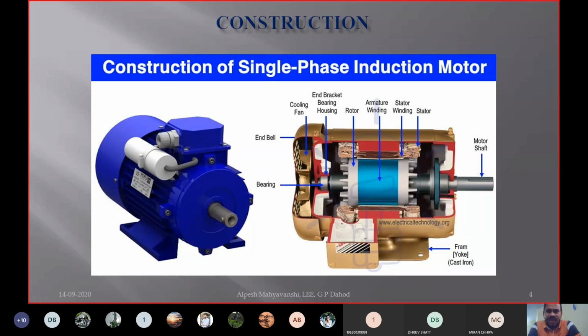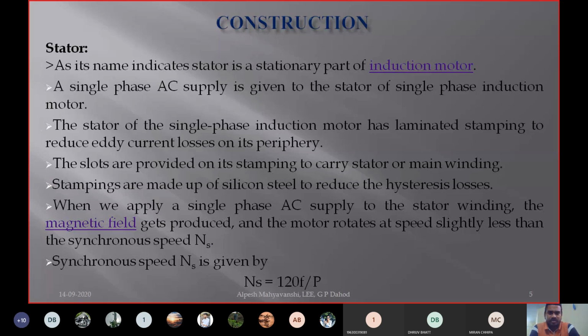Okay, so as its name indicates, stator is the stationary part of induction motor. What happens is, the single phase AC supply is given to the stator of the single phase induction motor. Here the winding is wound, that is a single phase type winding. So we can say that a single phase AC supply is given to this stator winding.